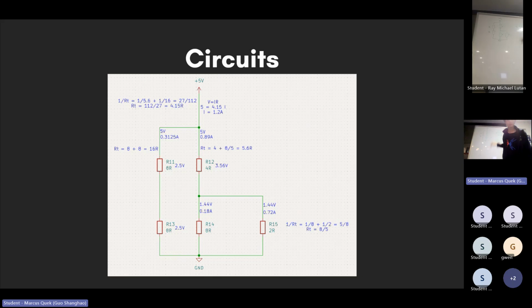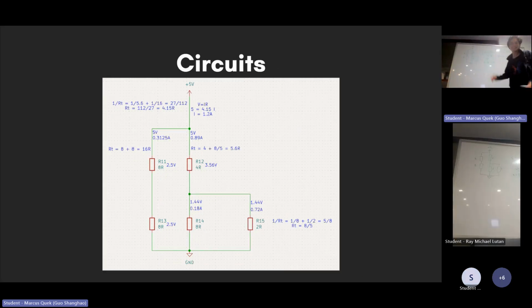And then I'm not calculating this on the spot, but I got 27 over 112. Therefore, RT is the reciprocal of this, 112 over 27, which is like 4.15. About there. We are converting to decimals now. If you look at my answers, they don't quite add up. Rounding error. So I have 4.15 ohms for the whole system.